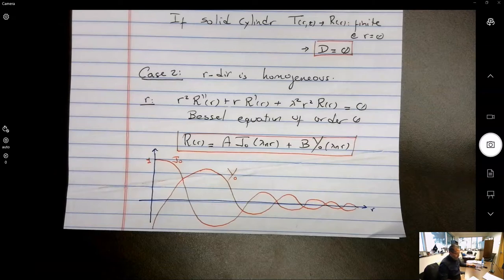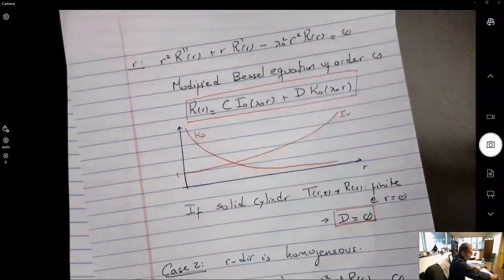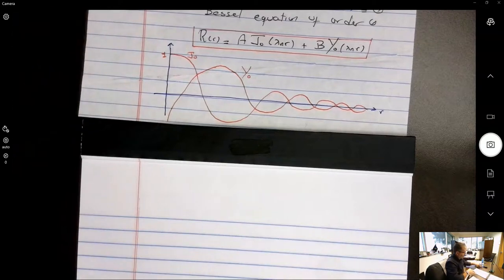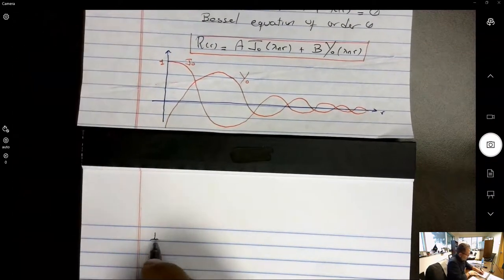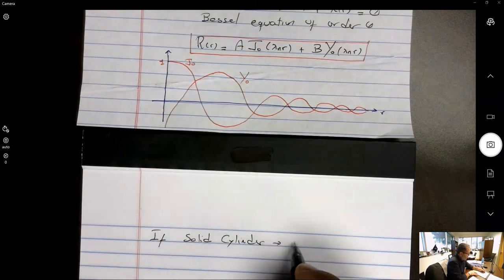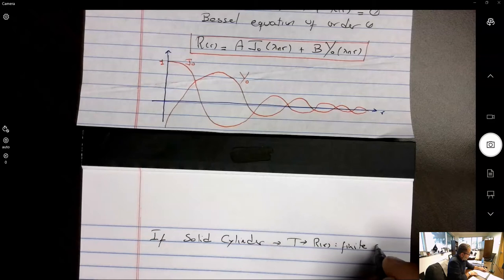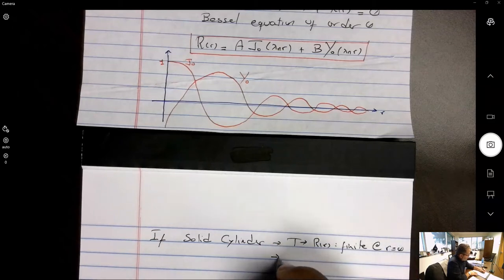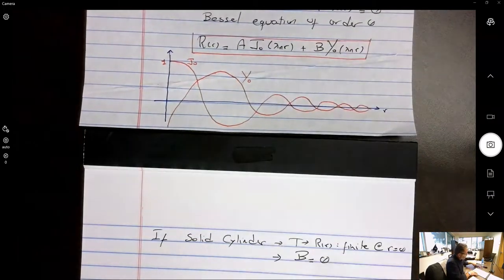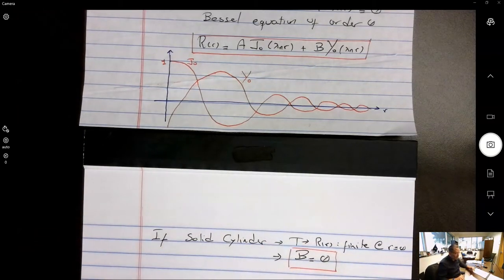So, again, we can go to the same exact argument that if the cylinder is solid, then the temperature, and therefore R of R, must be finite at R equals 0, and therefore B should be equal to 0. So we cannot keep Y0 in the solution, because otherwise the solution would be infinite at R equals 0.